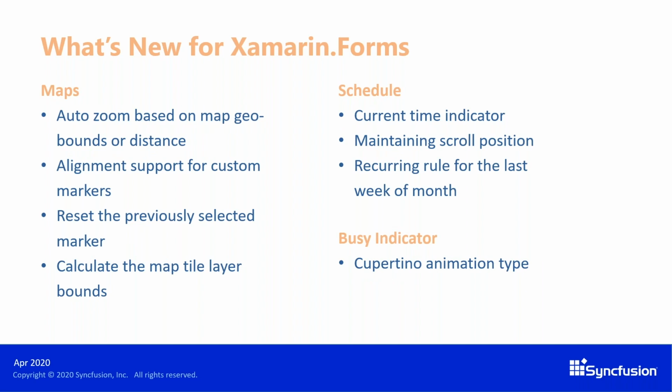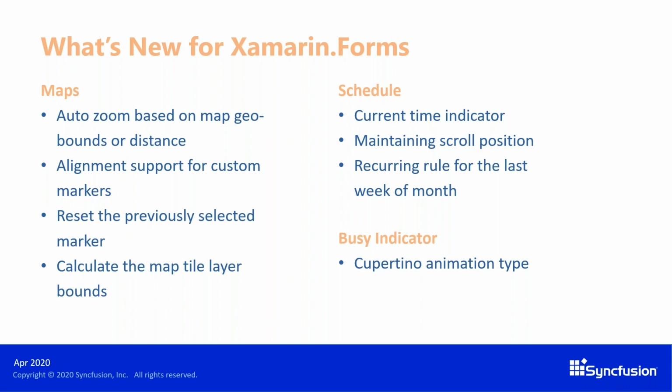So the next set of features are from the controls like maps, schedule, and busy indicator. In maps, now you can auto zoom based on map geo bounds or distance. Basically, whenever you wanted to zoom, earlier you had to provide a zoom level like 0.1, 0.2, 0.3. Now you can actually zoom based on map geo bounds. This is a very good feature that you can use.